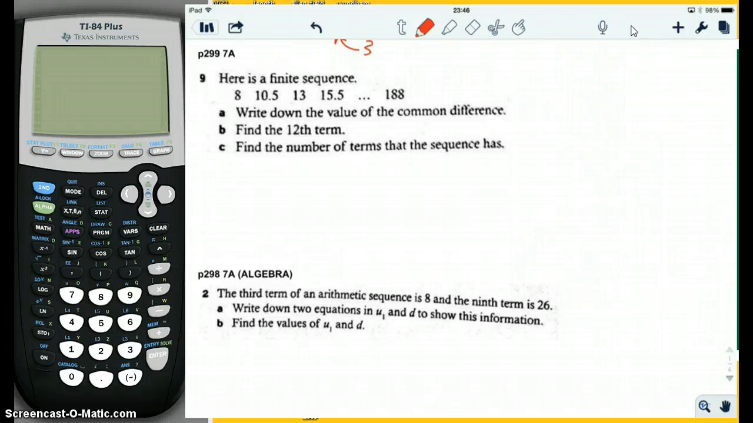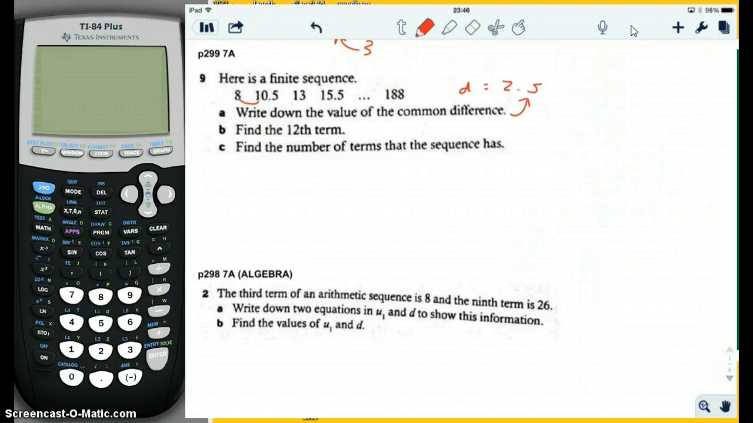Okay, 9. Here is a finite sequence, 8, 10.5, 13, 15.5, all the way to 188. This is a little bit more difficult because, look, the d is no longer a whole number. The d between 8 and 10.5 would be, the common difference would be 2.5, right? So d is equal to 2.5. So that was the answer to A.